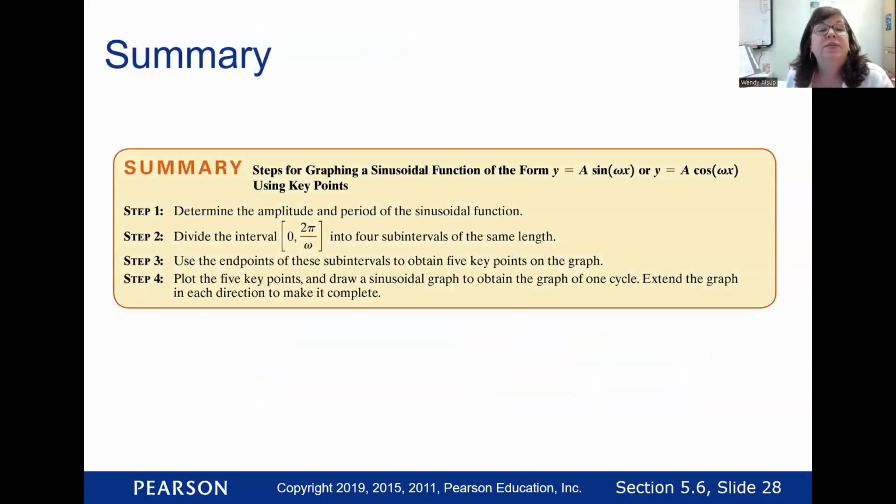All right, so you've got a little summary here, key points for graphing a sinusoidal function, the sine and the cosine: determine the amplitude and the period. Then you can take your period, divide it into 4 equal units, and use your amplitude to decide how high and low you go in those.